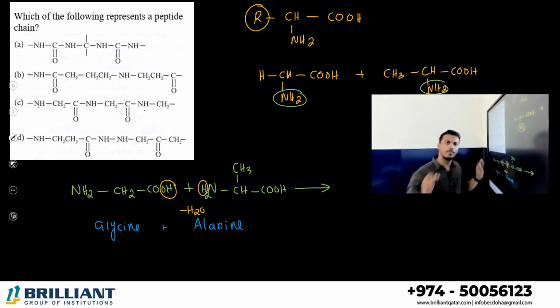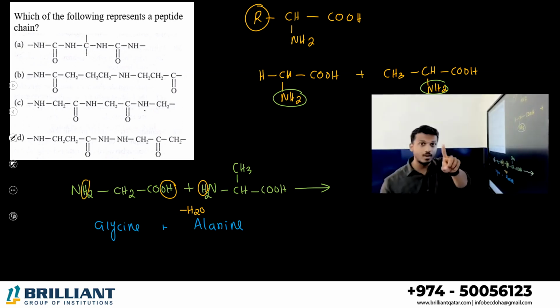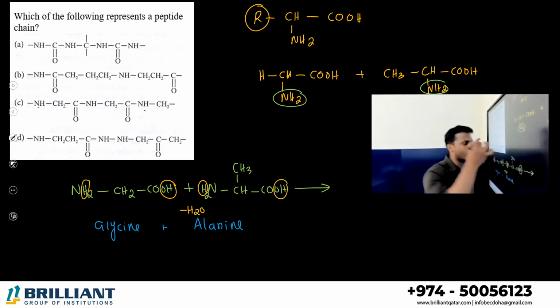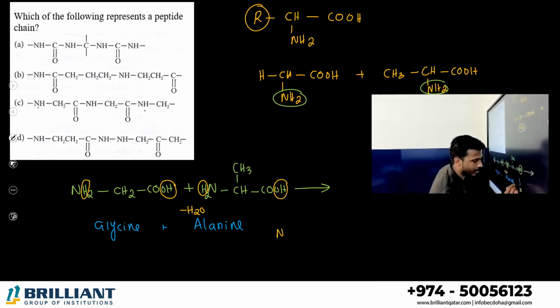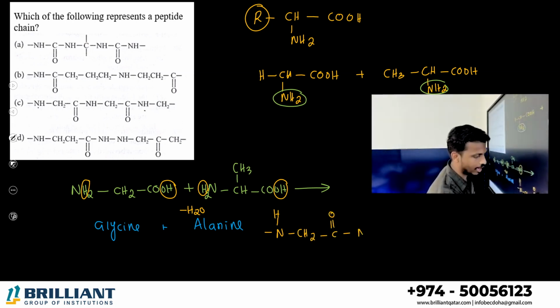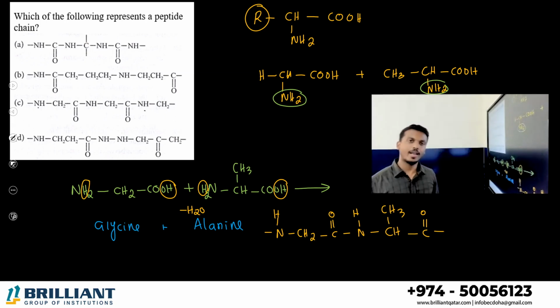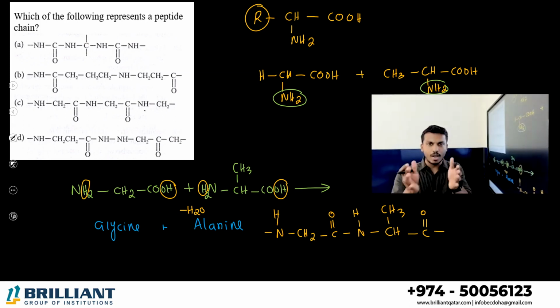Remember, wherever you see an NH2 group, take one hydrogen. Wherever you see a carboxylic acid, take the OH group. So what is left? NH, CH2, C double bond O, connected to the other chain NH, CH, CH3, C double bond O. This is the chain, and the bond between two amino acids is a peptide bond.